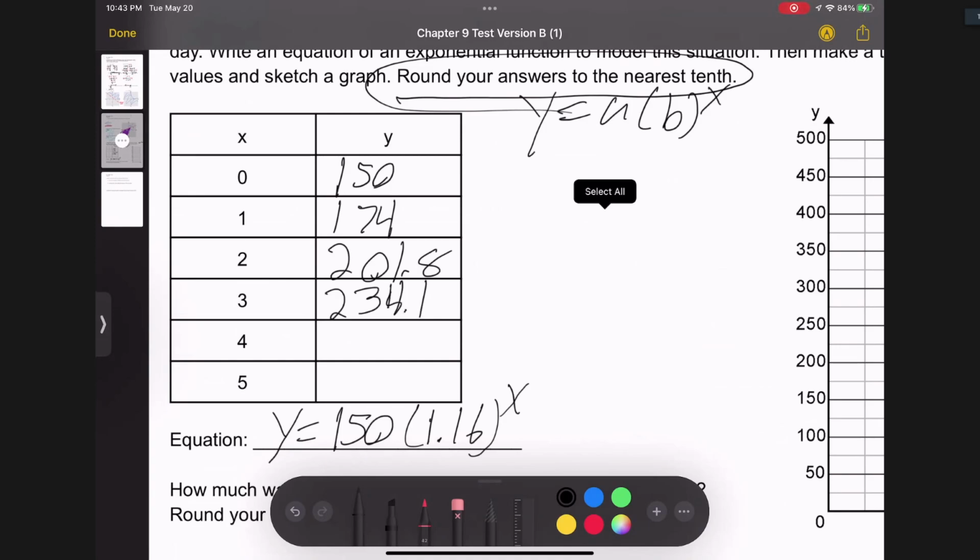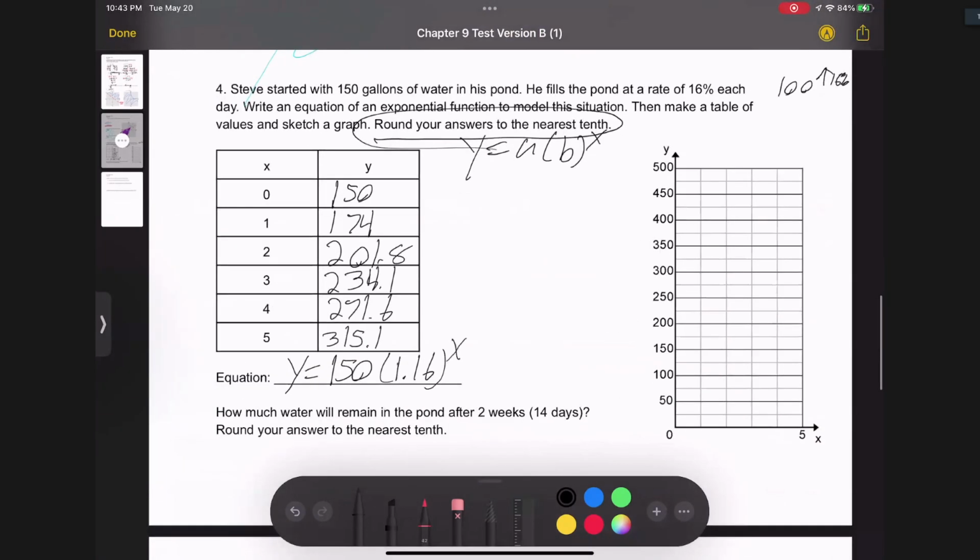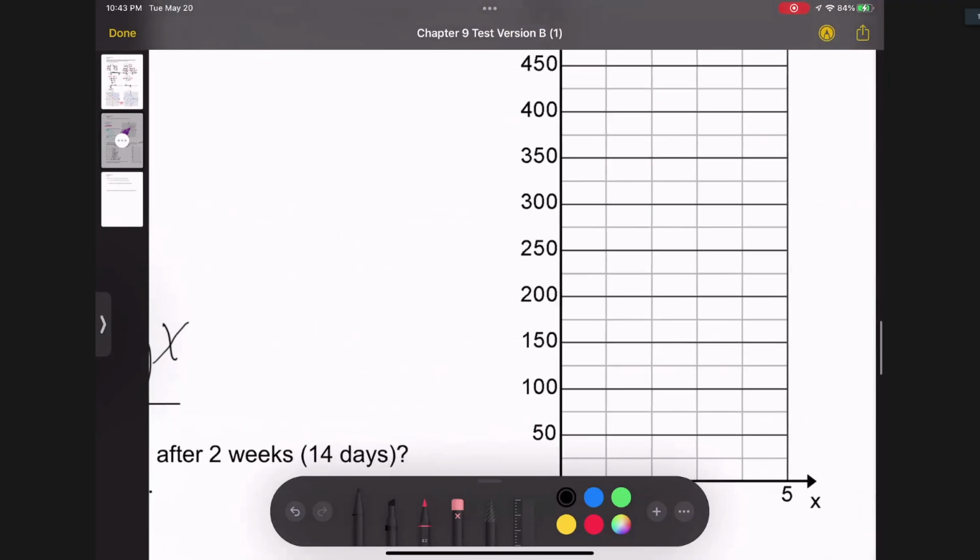234.1. If I were to plug in a 4 into the equation, this is going to be 271.6. And if I were to plug in a 5, this will be 315.1. So my goal is to, let's see, plot these points.